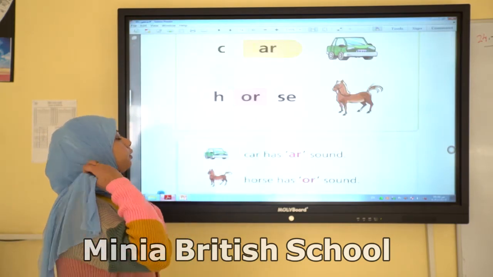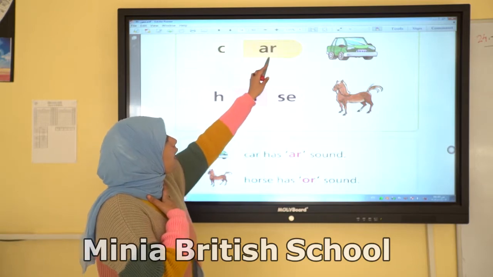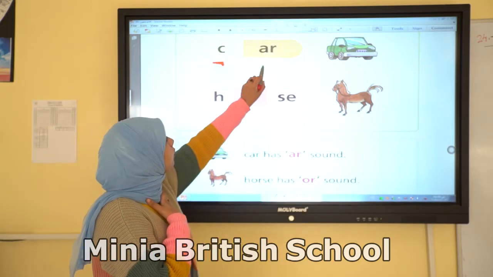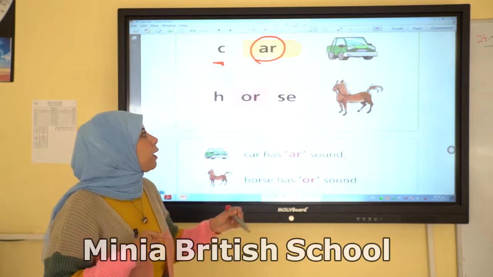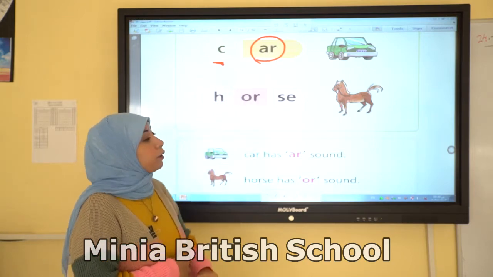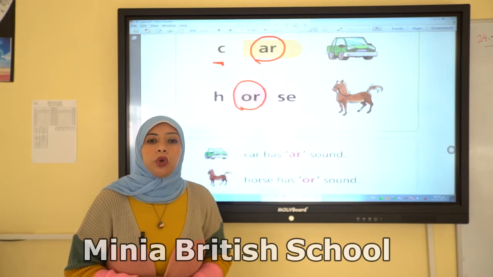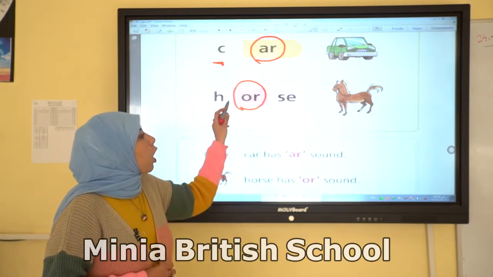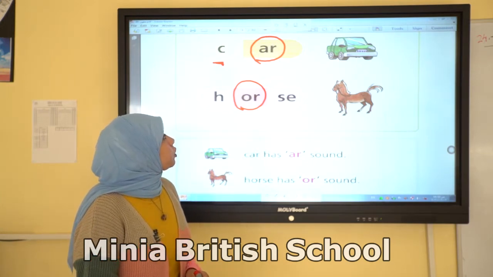Okay, look here. Again, today we have a new digraph. So we say car. Car. We don't say this r sound because it's after a vowel at the end of the word. Okay? So we say car. Okay? And this digraph is what? O and r, they make or. We don't say r, we say o. So we say house. House. House. Okay? Let's get into another page.